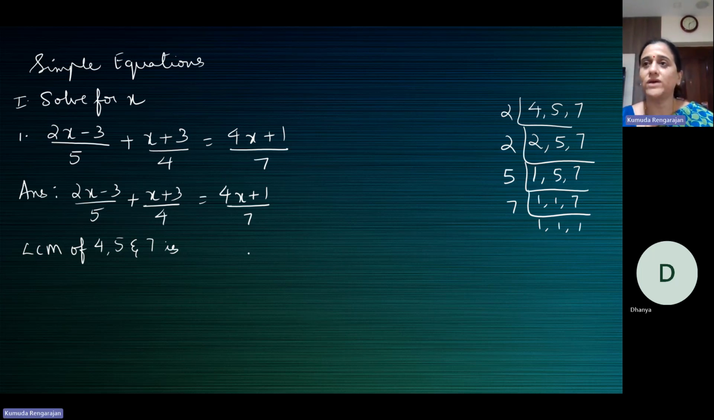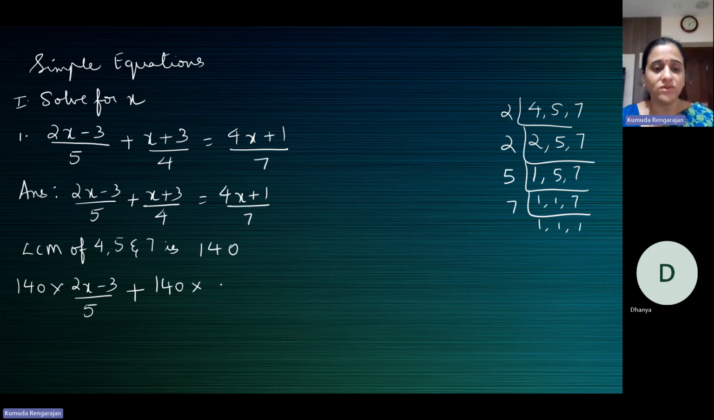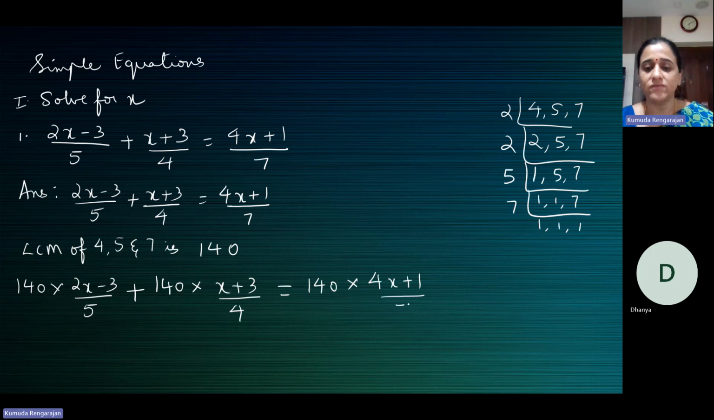It's 2 into 2 into 5 into 7. 140. 35 into 4 is 140. Now, what are we supposed to do? Multiply every term by 140. So it will be 140 into the first term, 2x minus 3 by 5, plus 140 into the second term, x plus 3 by 4, is equal to 140 into 4x plus 1 by 7.